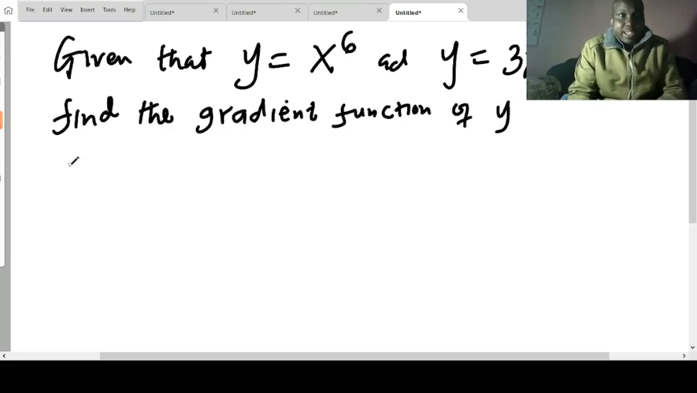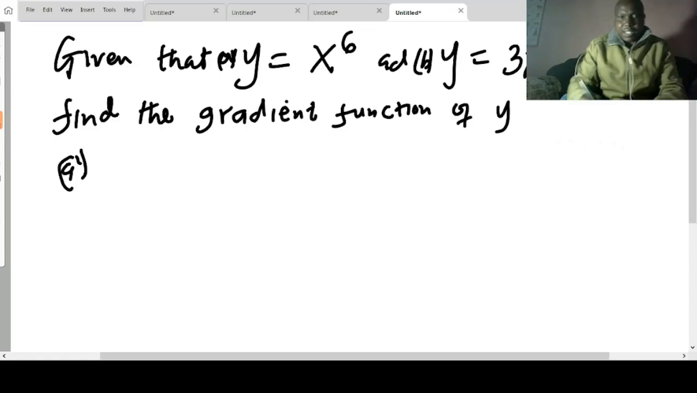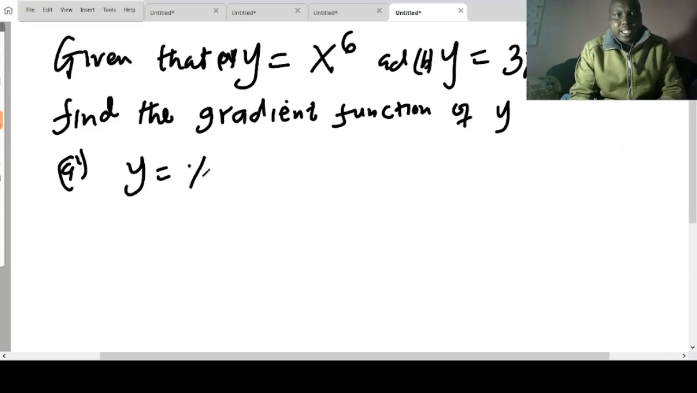So let's begin with A. Let me call the first one A and the second one B. I will start with A. So y is equal to x raised to power 6. Remember what we have said: the base here is x, the power is 6, and the coefficient of x is 1.